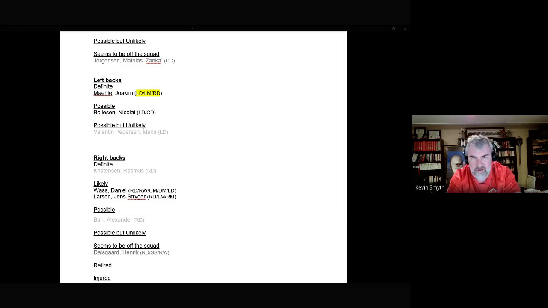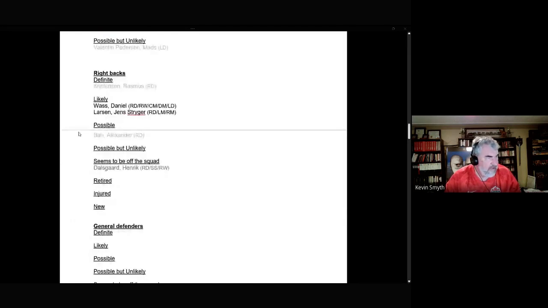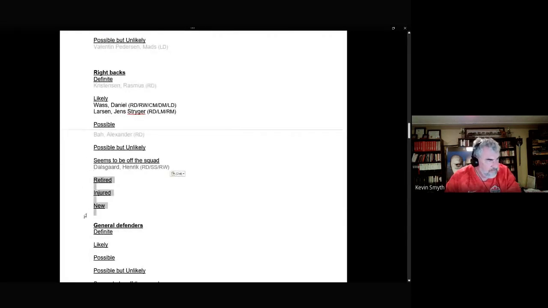So Wass and Christensen each had 2 games in the Nations League games there in June. So it almost looks like Jens Stryger Larsson is drifting off the team. But he has been on the bench quite regularly, so maybe just drifting off as a starter there. All right, well, that brings us to the end of the defenders.